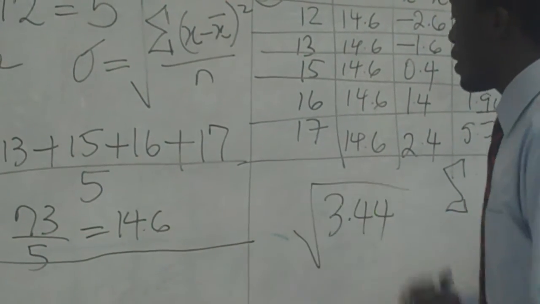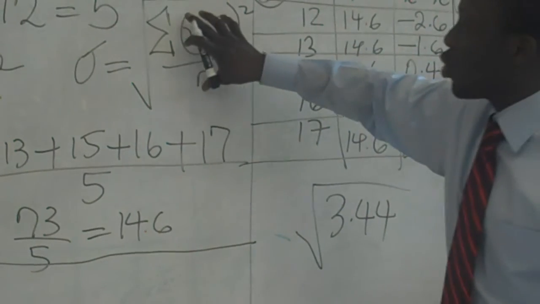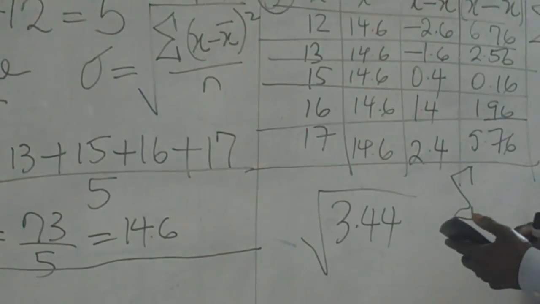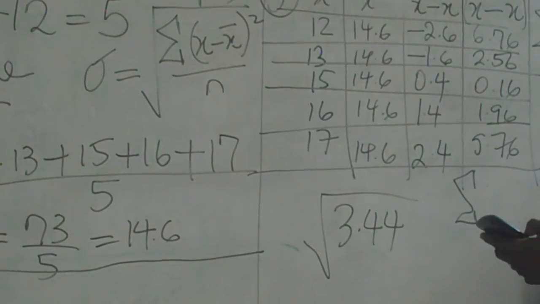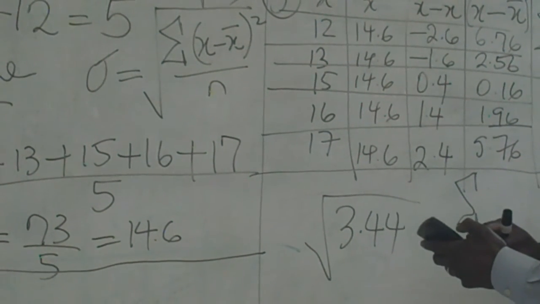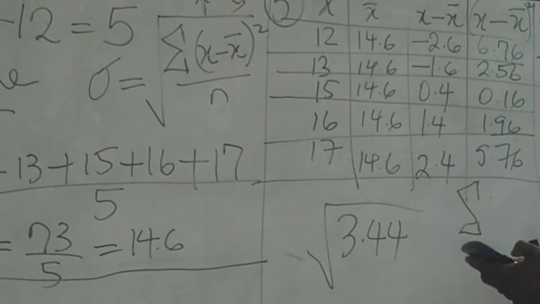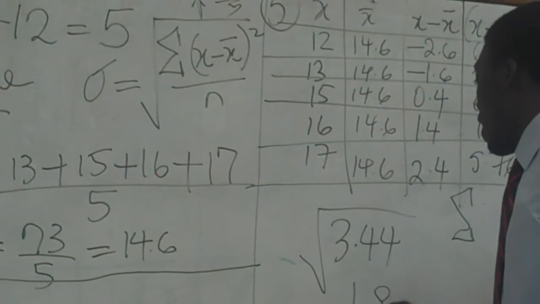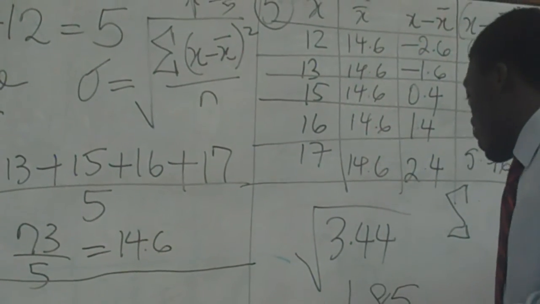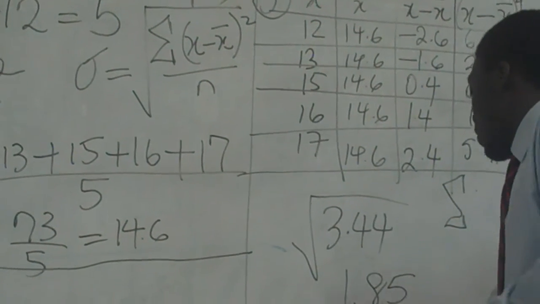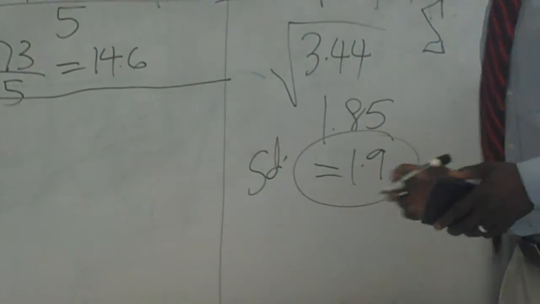But remember, the formula is the square root of that. When we take the square root of that, we get about 1 point something. We take the square root of that, and that gives us 1.85, which is approximately 1.9. And that's the standard deviation. And that's the end of this problem.